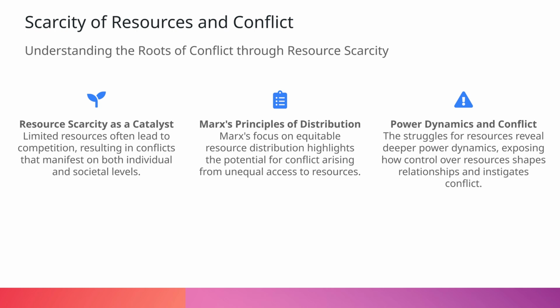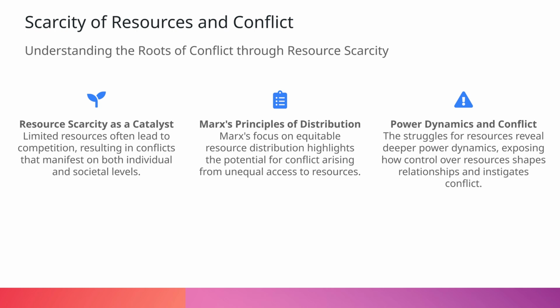Marx was really focused on the inequitable resource distribution, and he believed that this was causing all of the conflicts. The struggles for resources reveal deeper power dynamics, exposing how control over resources shapes us. So, scarcity of resources serves as a fundamental trigger for conflict across various spheres of society.